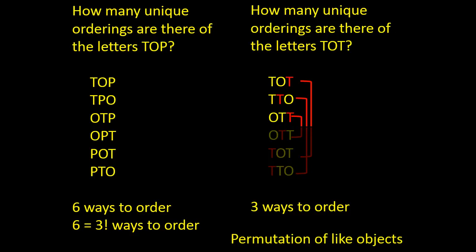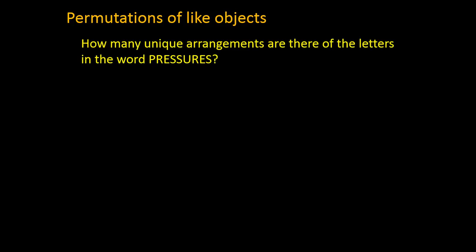Now this is an example of something called permutation of like objects. The like objects here are the T's that repeat. We can make them look different in order to find orderings, but in reality, the T's look exactly the same, and because of that, we've got some repetitions that are happening by the orderings of the repeated letters. So let's talk about how we're going to deal with that. And let's look at an example to see how this works.